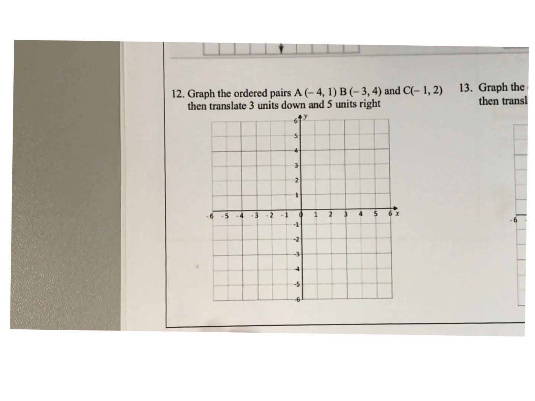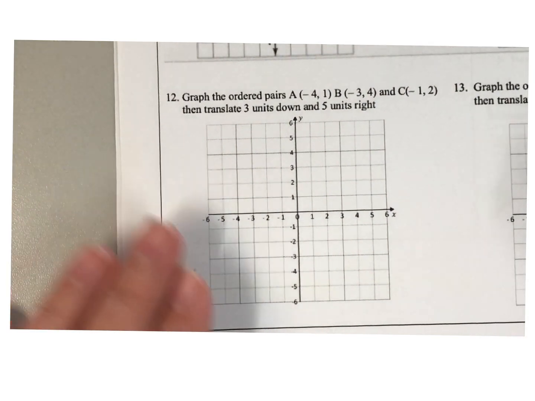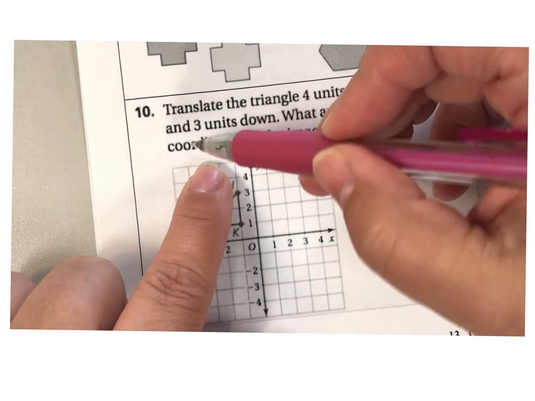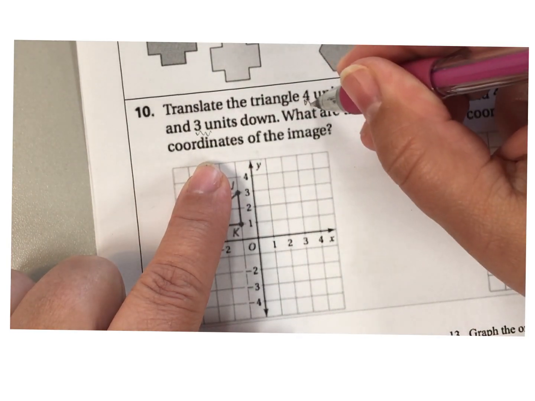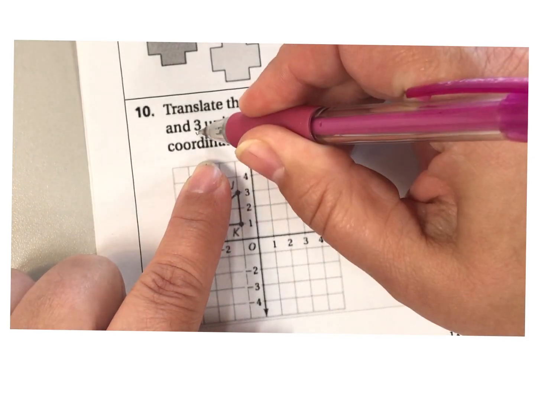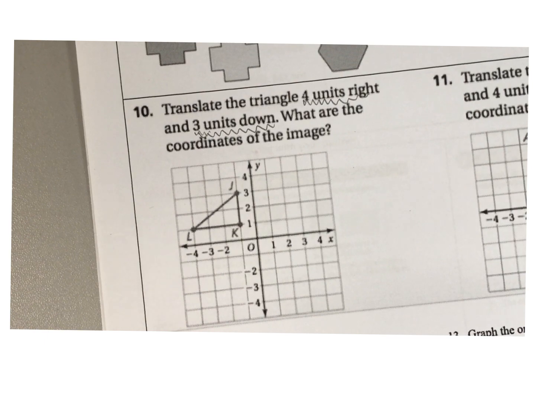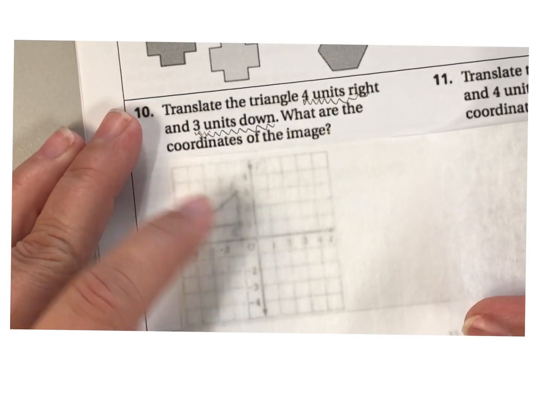Let's look at number 12. Actually, let's start with number 10. For number 10, we're going to take this and translate 4 units right and 3 units down. So I'm going to take my trace paper. I'm going to get a new one because I used a lot of that. I'm going to trace it.